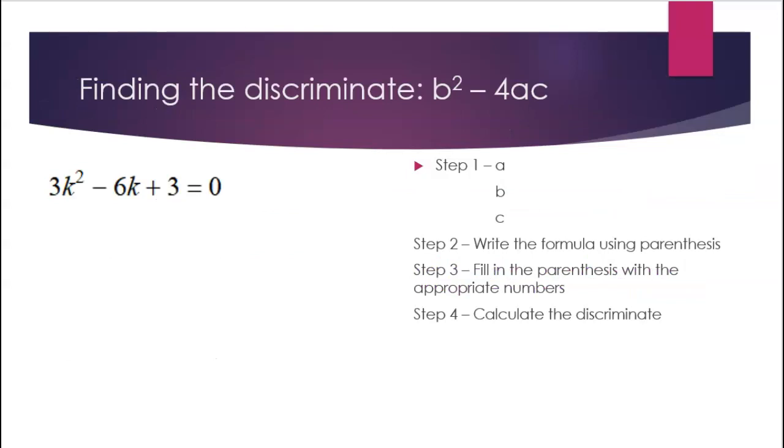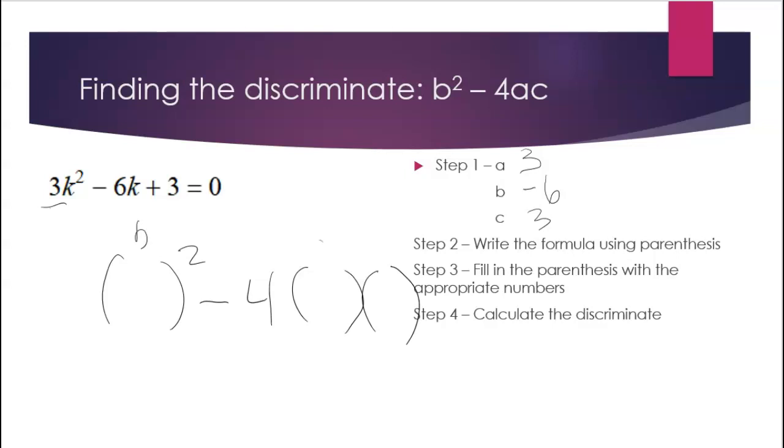Okay, in order to find the discriminant, you're going to look at your quadratic equation. You're going to mark what a is, and this one it's 3. What b is, this one it's a negative 6. And what c is, that's 3. We don't really care too much about c though, right? Then we're going to write the formula using parentheses. B squared minus 4ac. Oh, we do care about c. Look at that. And then we're going to fill in the parentheses with the appropriate numbers.